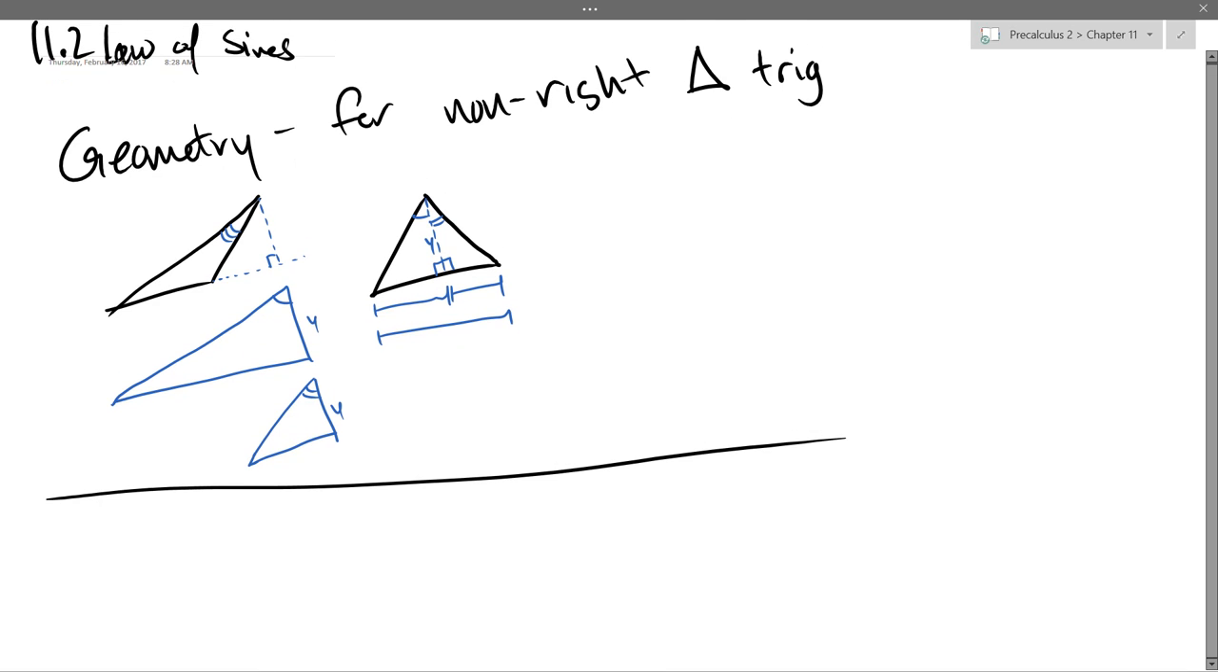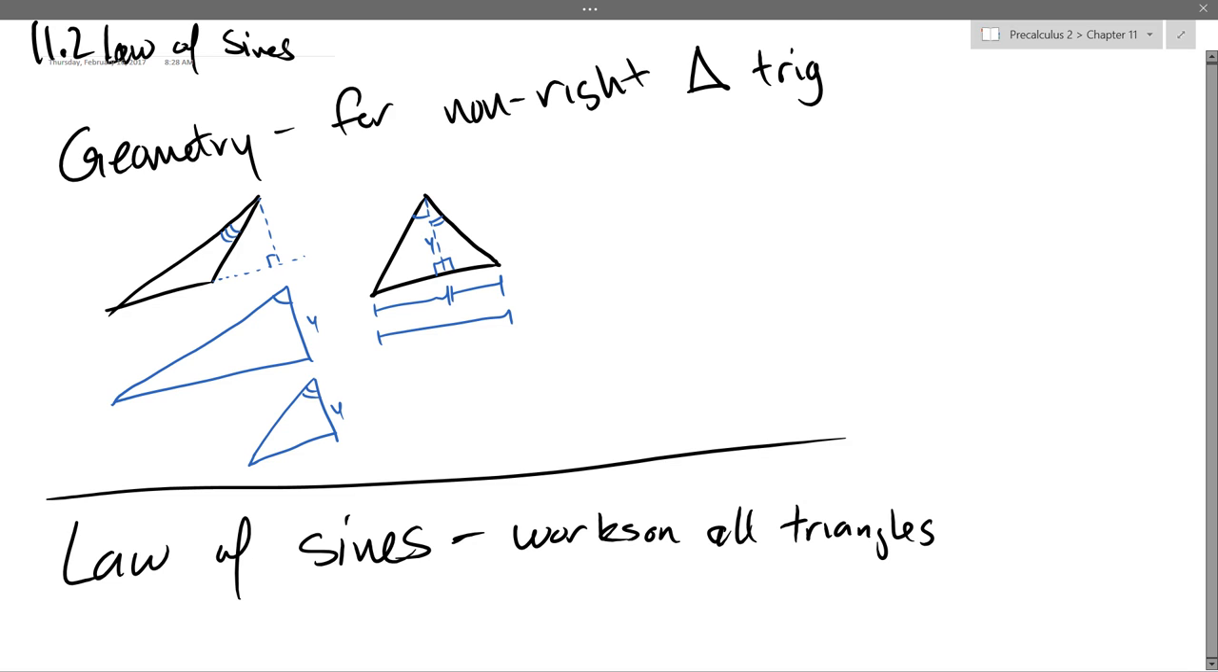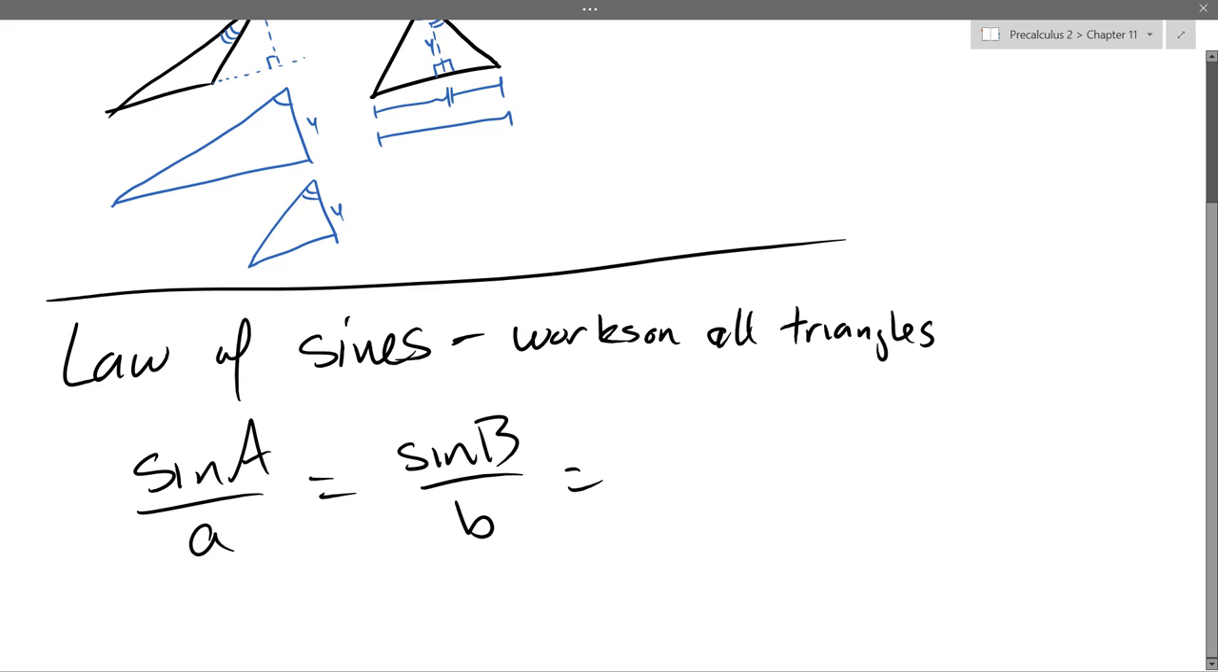So we're not going to do the geometry method. We're going to go with the law of sines instead. It will work on every triangle, but you're going to get there much faster if you use right triangle trigonometry on right triangles. So this is the law of sines. This works on all triangles. It's actually relatively easy to write down: sine A over a equals sine B over b equals sine C over c.